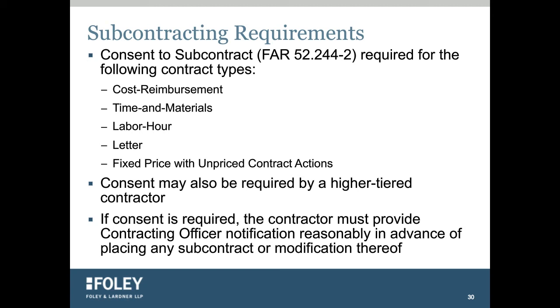If you do have an approved purchasing system, you still may be required to obtain consent before placing subcontracts that are specifically identified in the prime contract as requiring consent. And if consent is required, you have to provide the contracting officer notice in advance of entering into or modifying a subcontract. And the clause specifies information that you have to include in that notice.